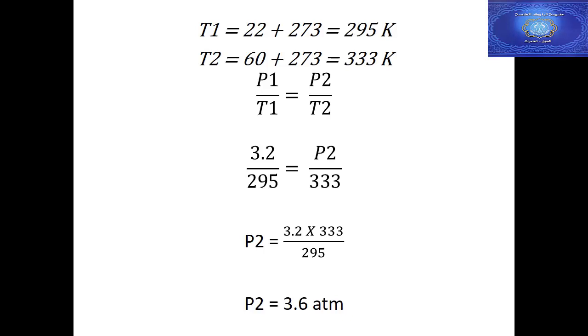After that we will use the pressure law, which is P1 divided by T1 equals P2 divided by T2. P1 equals 3.2, T1 equals 295, equals P2, which is the unknown second pressure, divided by T2, which is 333. To get P2, cross multiplication, so P2 equals 3.2 times 333 divided by 295. So the final pressure equals 3.6 atmospheres.